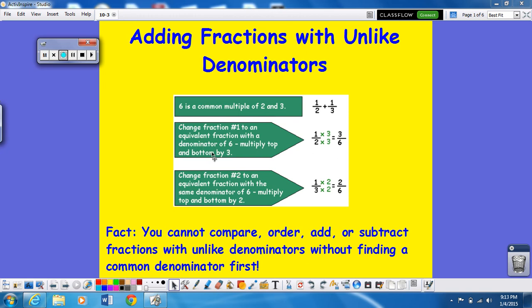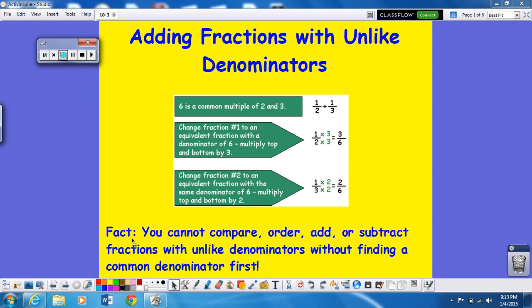Okay, today we're going to be adding fractions with unlike denominators. Yesterday in class we worked on adding and subtracting fractions, but they had like denominators. And if you'll remember, when the denominators are the same, you don't have to do anything but add the numerators or subtract the numerators and then put that over the denominator when they are like.